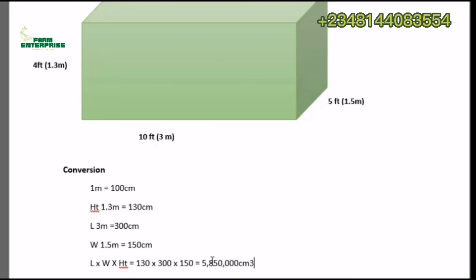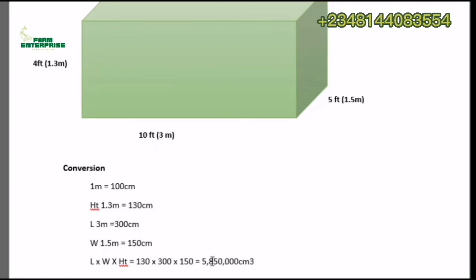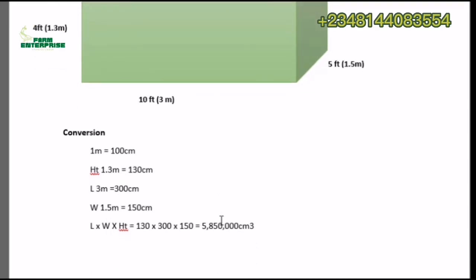Now we are looking at volume, and volume is in liters. So the volume we are looking for is in liters. So what are we going to do? We have to convert this to liters. Now, another conversion we have to do is 1 centimeter cube is equal to 1 milliliter. Some people call it mu.